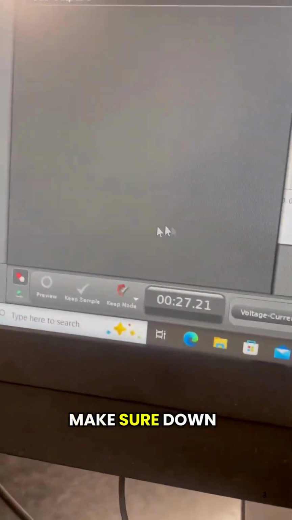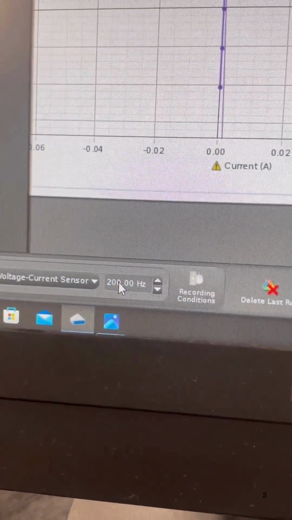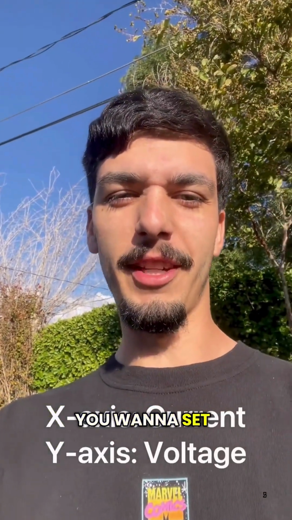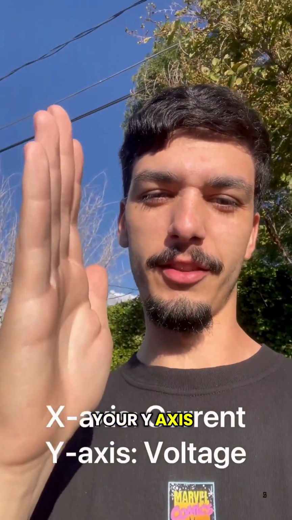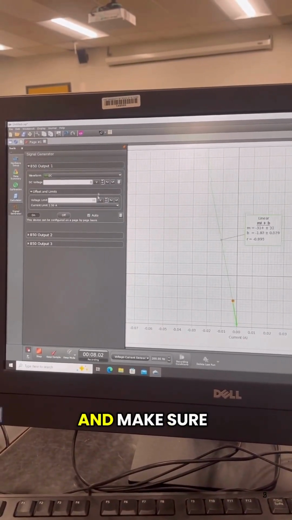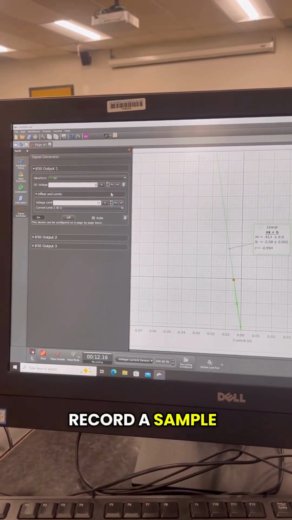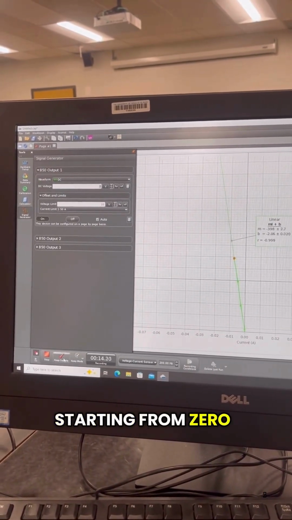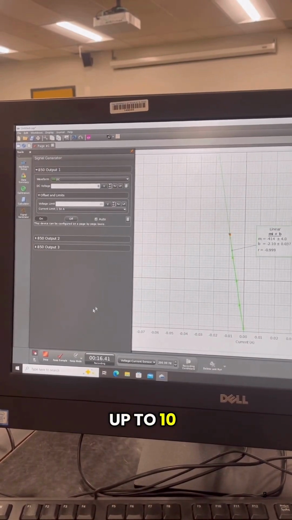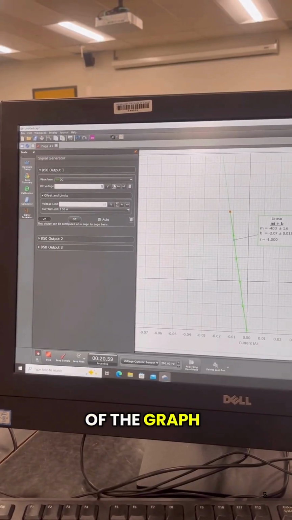We also want to make sure down here that the voltage current sensor is at 200 hertz. Also forgot to mention you want to set your x-axis to current and your y-axis to voltage. After setting up the first resistor, you want to open up Capstone and make sure you start at 0 volts. Then begin to record a sample at each voltage, starting from 0 and progressively going up to 10 volts. After taking all 10 samples, save a picture of the graph.